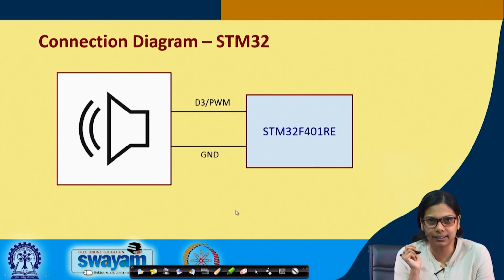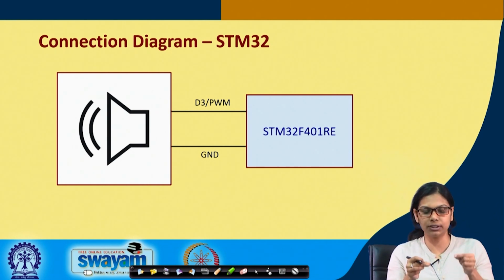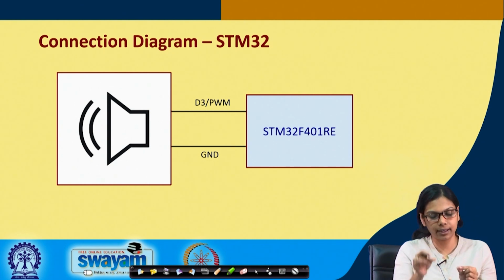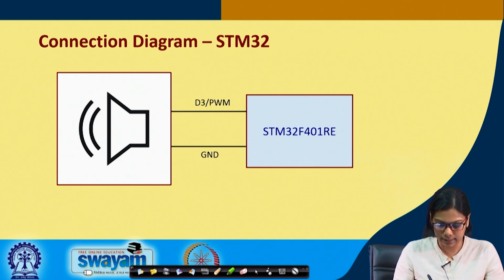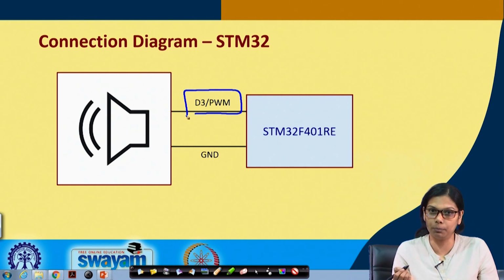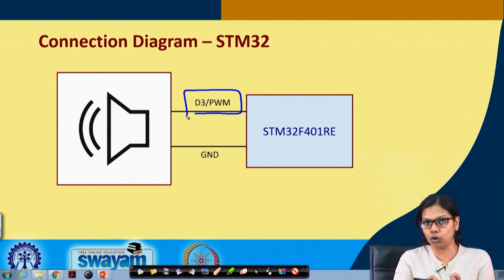Now, this is the circuit diagram. The circuit diagram is fairly straightforward. You will see when I demonstrate that I will simply connect one end of the speaker to ground and the other end of the speaker to a PWM port, that is the D3 port of this STM, which is a PWM port. There are some fixed PWM ports. You can use any one of those PWM ports for this purpose.